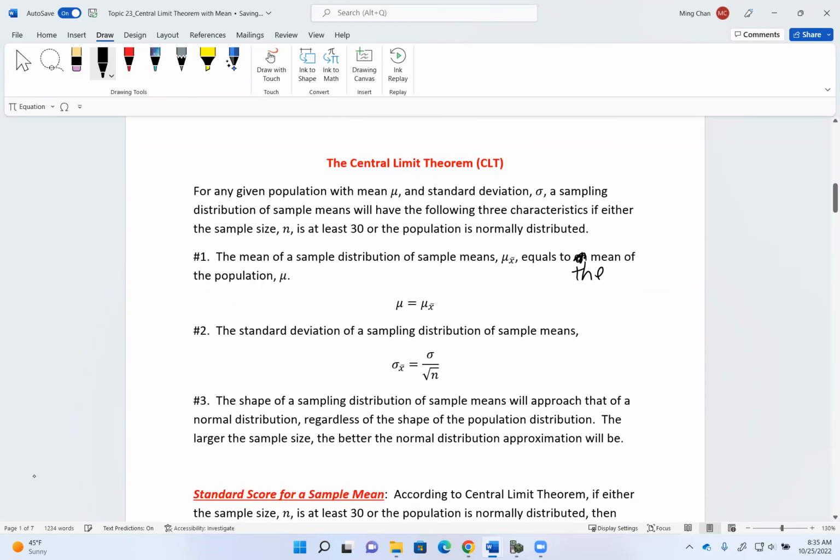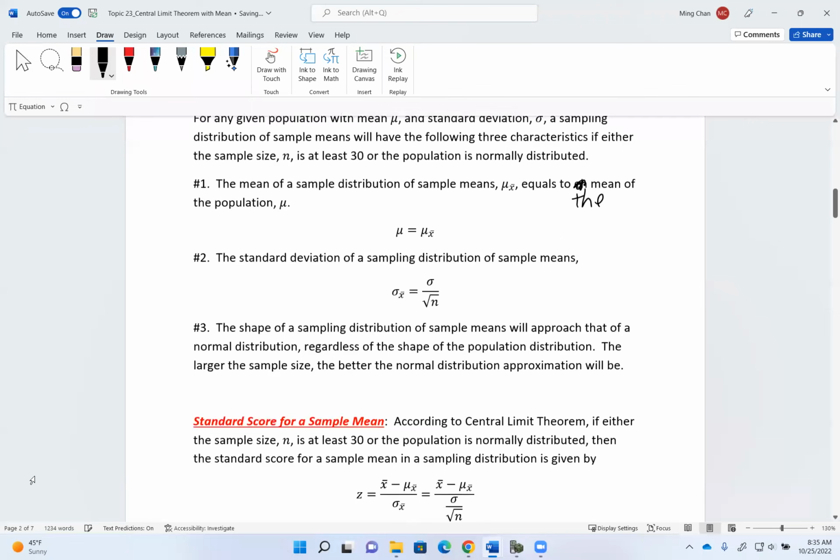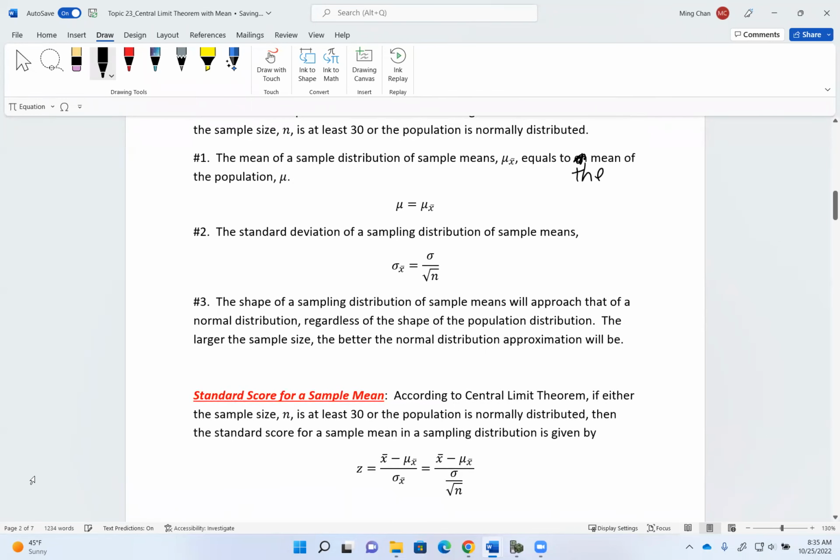The standard deviation of a sampling distribution of the sample mean, sigma of X bar, is equal to the true population standard deviation divided by the square root of the sample size.